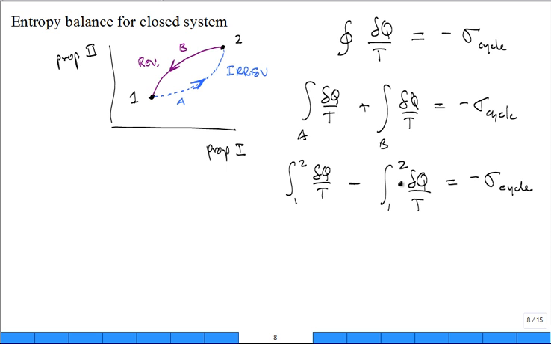Now this one was reversible. This one was just the integral of del Q over T. But we had the property, recall, the property entropy.